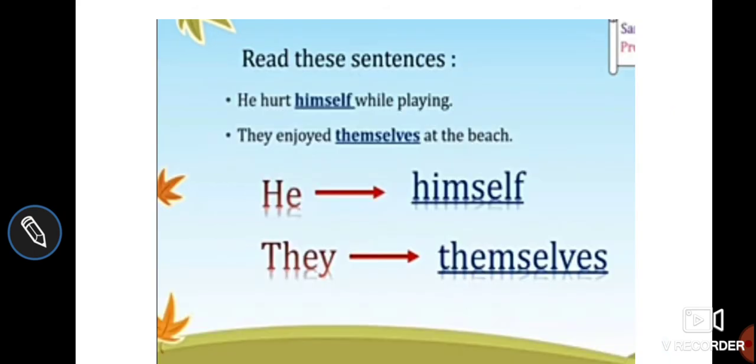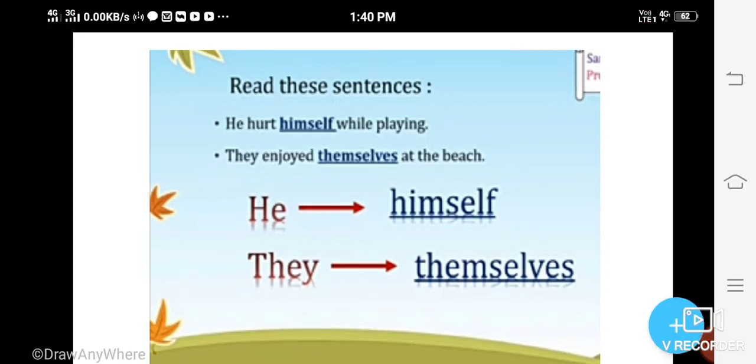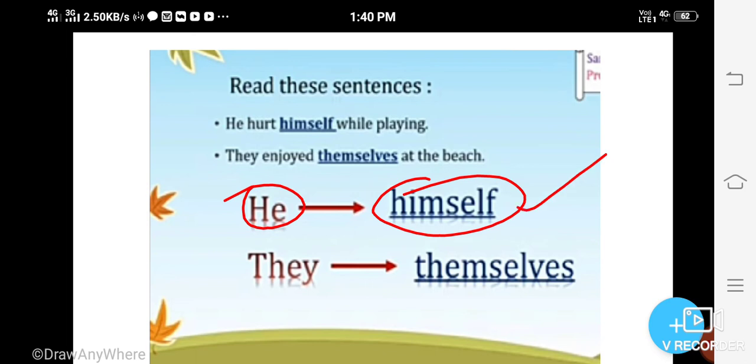Now here are some example sentences for you. Read these sentences. He hurt himself while playing. They enjoyed themselves at the beach. In the sentence, he hurt himself while playing, he is the subject and himself is the object. Both are the same. So, himself is the reflexive pronoun.